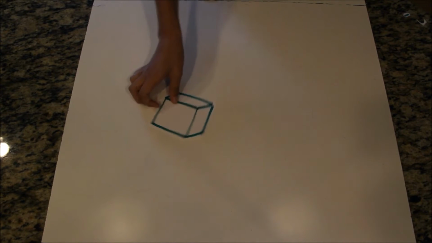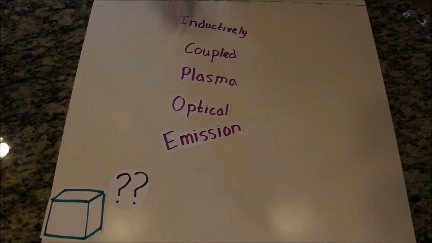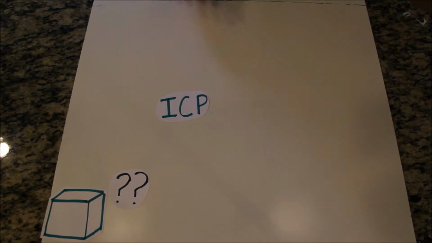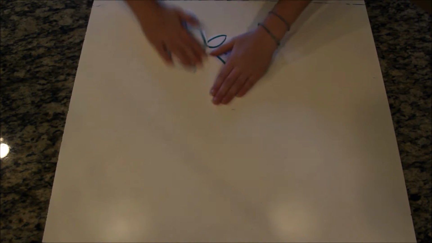Imagine you have a metal with an unknown identity and concentration that you need to identify. Well, you can use a method called inductively coupled plasma optical emission spectroscopy, or ICP-OES for short. But first, you need to know about line spectra.